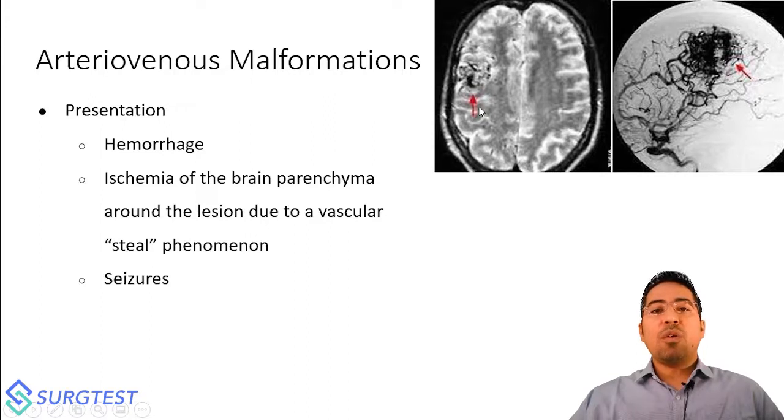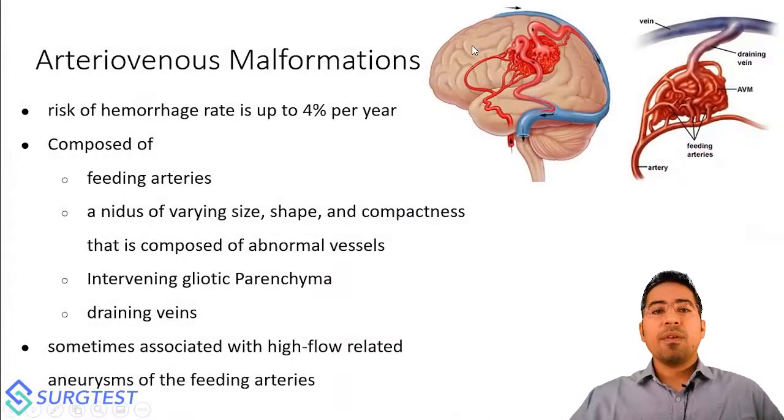Another common way of presentation of AVMs is by seizures. Again, because of the redistribution of the blood supply, they will cause seizures, which can be intractable, that is, untreatable seizures. Now, what is the risk of AVMs? Why should we treat AVMs? You should know the risk of rupture of an AVM, the risk of bleed inside the AVM. It is about 4% per year.